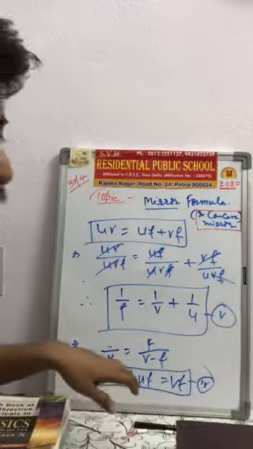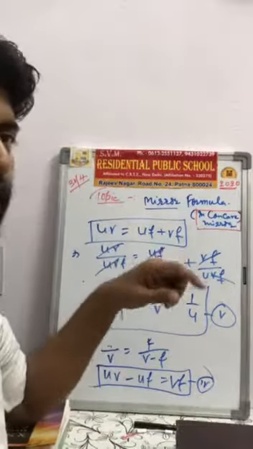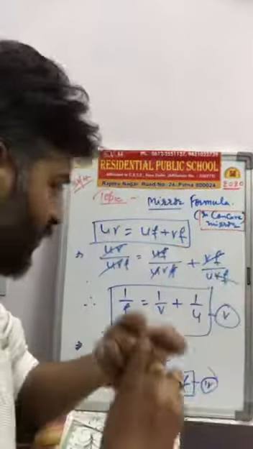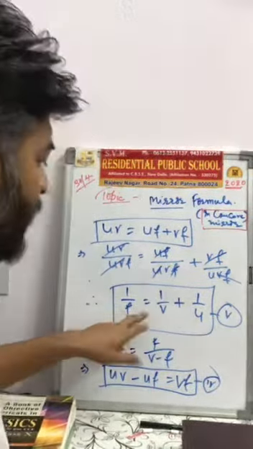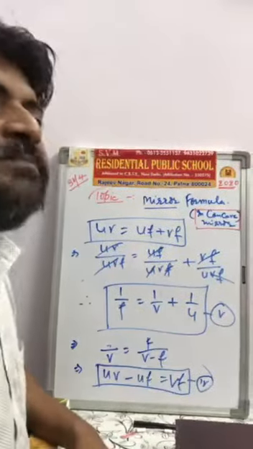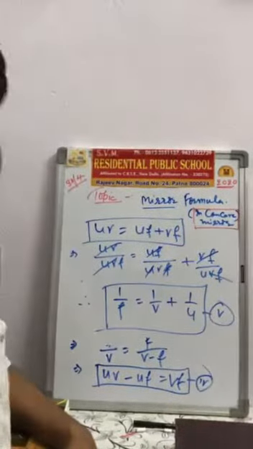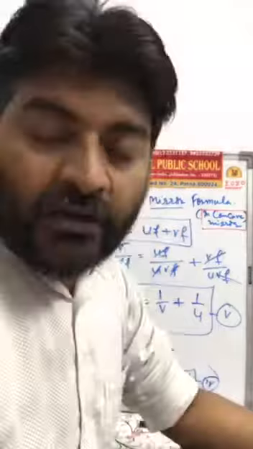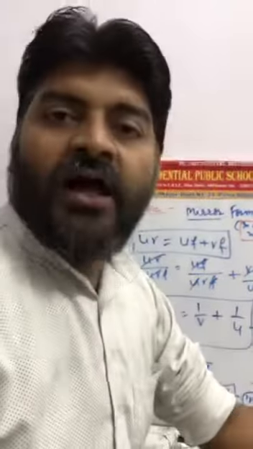This is the basic formula. That means the reciprocal of the focal length of any mirror, this formula is applicable for both concave as well as convex mirrors. That means the reciprocal of the focal length of any mirror is equal to the sum of the reciprocals of the image distance and the object distance. So we can solve all the numericals of any book with the help of this formula.